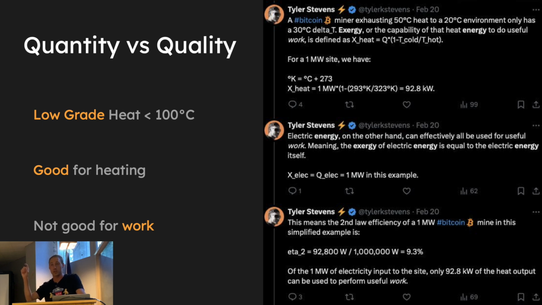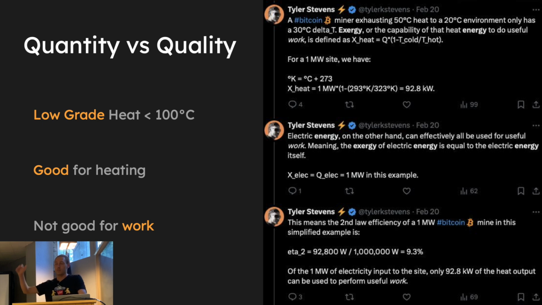That's a 30 degrees Celsius delta T, your temperature difference. The delta T is directly correlated to how much of that heat energy can be useful to be turned back into electric energy. That's a term called exergy. It's kind of the inverse of entropy. It's a measurement of how useful, or the capability to do useful work, with an amount of energy.